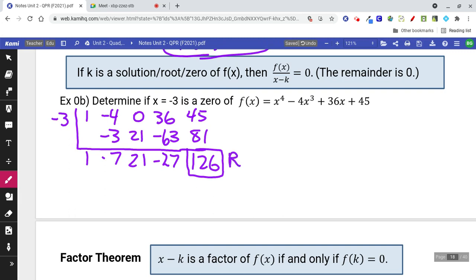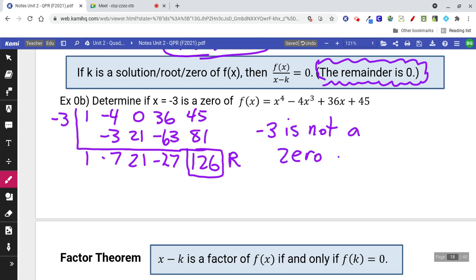It says determine if. So the answer to this question is a yes or a no. Determine if it is a 0. It is a 0 if the remainder equals 0. So since the remainder does not equal 0, then we can say -3 is not a 0 of that function.